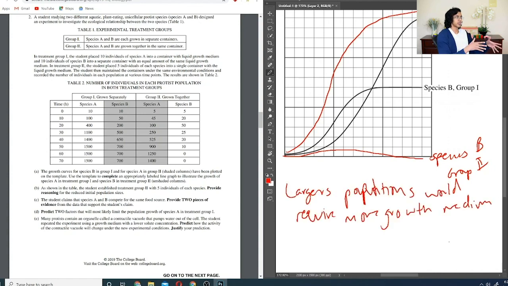Because you're comparing 10 people in the same amount of liquid, so if you put 10 of each, then you'd have 20 bacteria competing for the same amount as the 10 were originally in the group 1 stuff. So that makes sense, okay?